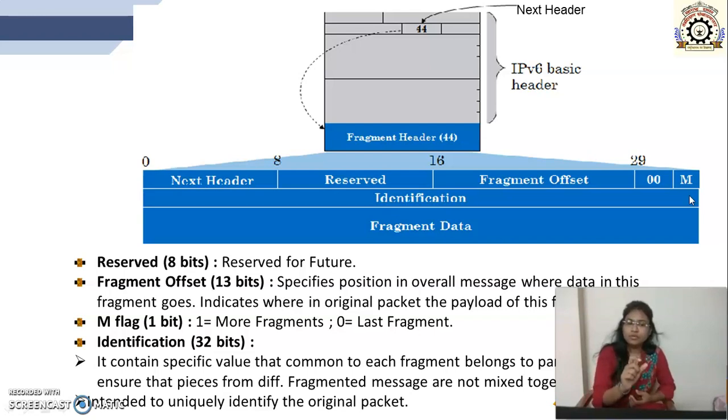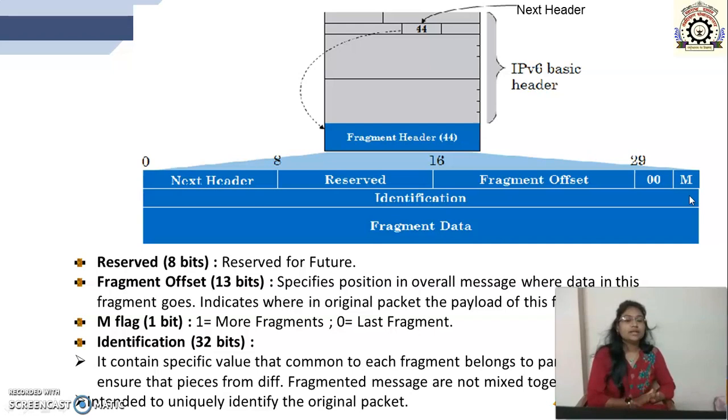This field is very important. It is used by the destination so that the destination will get the idea whether this is the last fragment, or it has to wait for more fragments to come. Okay, if the M flag contains 1, it means that it has to wait for more fragments, to accept them and then reassemble them. But if it contains the value 0, it indicates that this is the last fragment and there is no need to wait for more fragments.